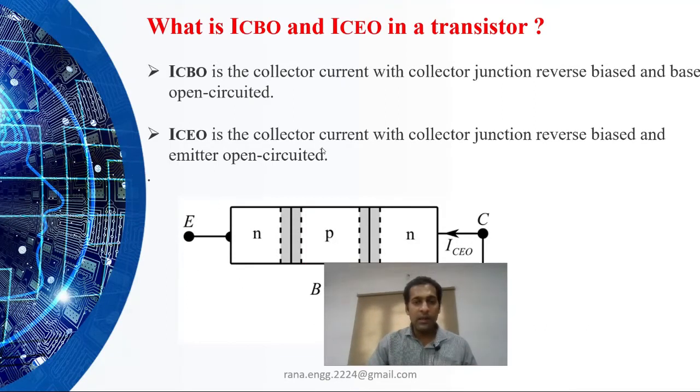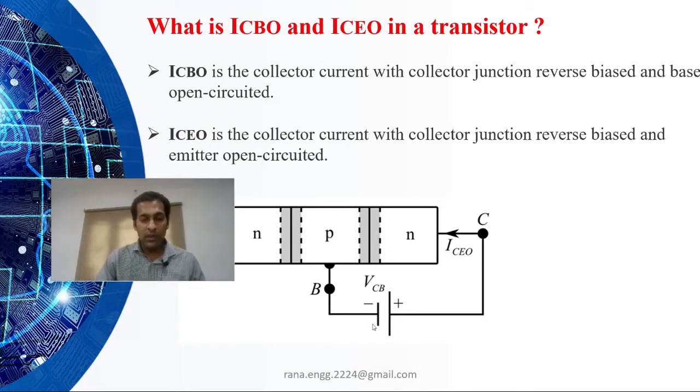Now we will connect that collector current with collector junction reverse bias and emitter open circuited. Now what we are doing? Will make it reverse bias. So what is the long form of it? It is collector current when emitter is open. This is also collector current. IC. BO stands for base open. EO stands for emitter open.